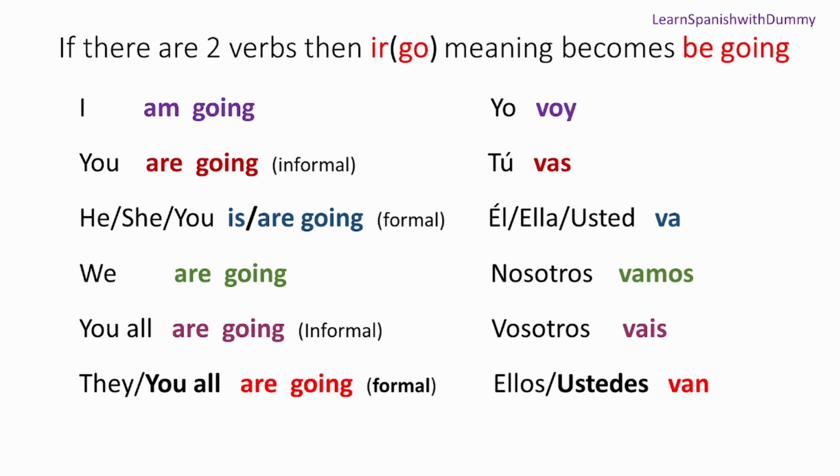Now, what we're going to see is the other future, that is "going to." I'm going to, you are going to. How do we achieve it in Spanish?